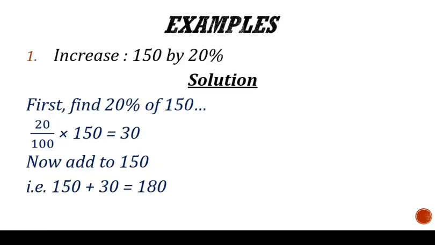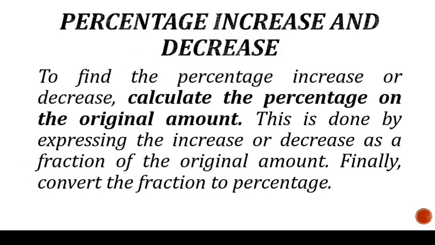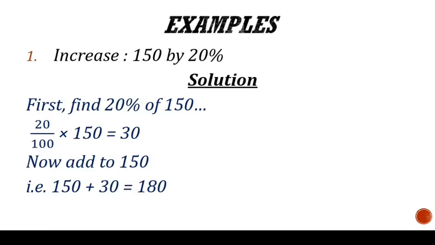Now, let's quickly go to an example. The first example says increase 150 by 20%. 150 is the original amount. Increase it by 20%. Do not forget, we are told that we should calculate the percentage on the original amount. This is done by expressing the increase or decrease as a fraction of the original amount.